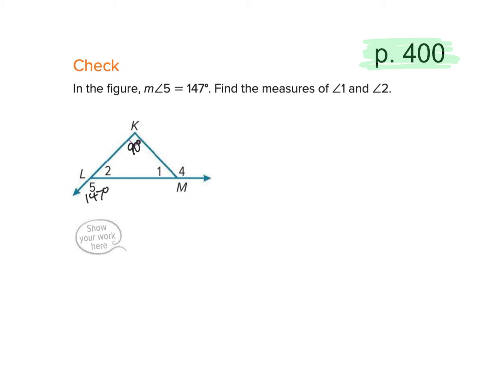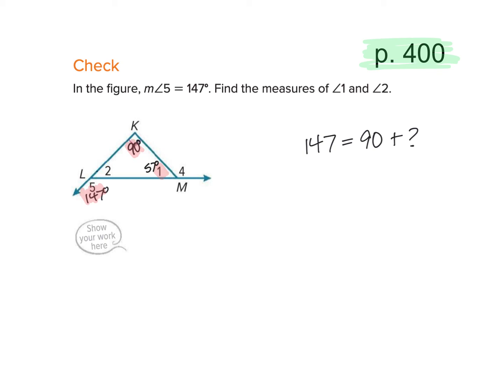Well, again, you could do it a couple different ways. I really don't care how you do it. One way is I could say, hey, my two remote interior angles, those are equal to my exterior. So I could do 147 is equal to 90 plus that angle 1. So I'm going to do 147, take away 90, and I end up with 57. So that means this one's 57.